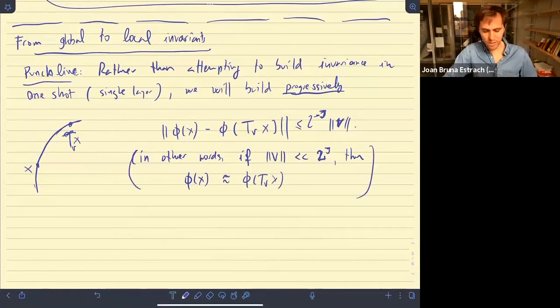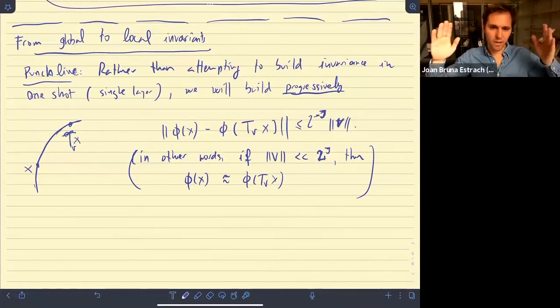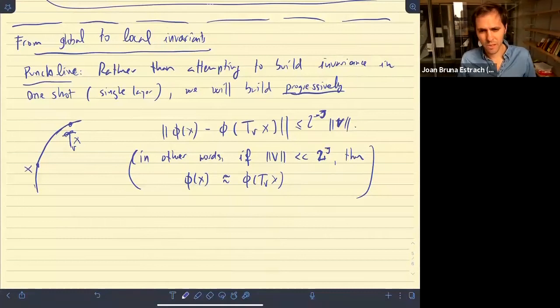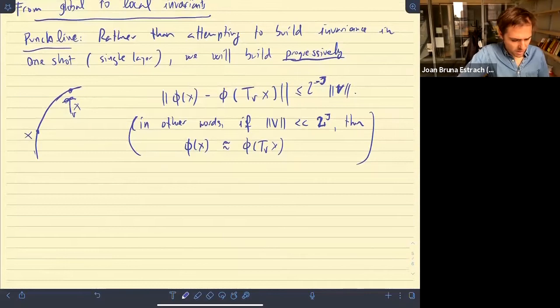Okay, so this j, 2 to the j is kind of like the scale, right? If I move along the orbit much less than a certain nominal scale, 2 to the j, then the representation should not change too much. So this is another way to think about it: this is equivalent to some form of a derivative being small, right?